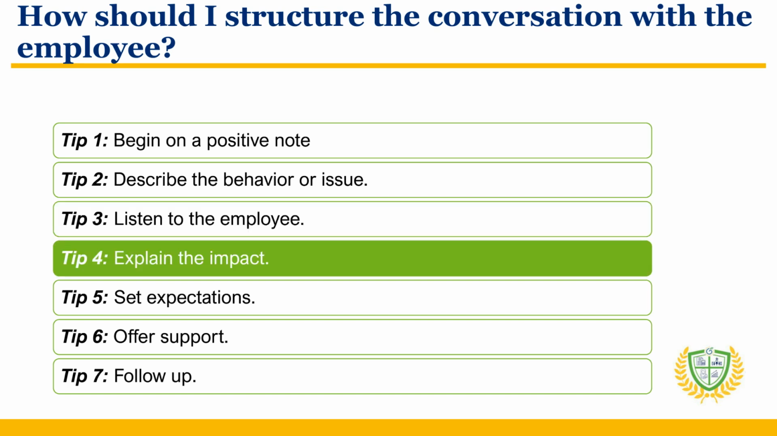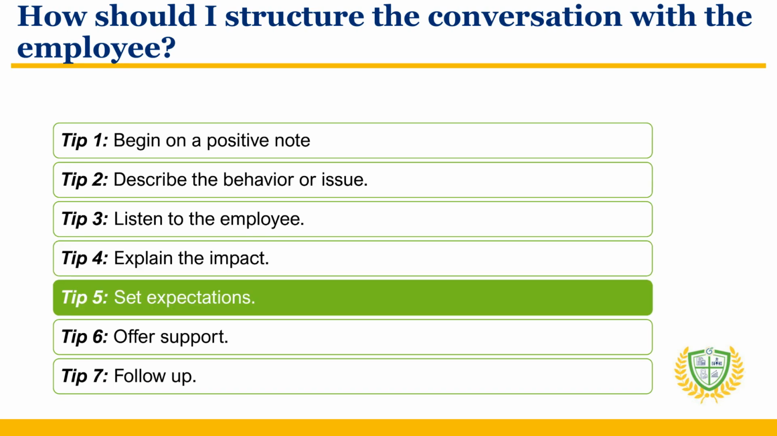Explain the impact. Describe how the behavior or issue is impacting the team or organization. Be specific about the consequences of the behavior and how it is affecting productivity or morale. Be careful about exaggeration. For example, if it is not true, you would not want to say everyone was upset by this action when it was only a few people who approached you.